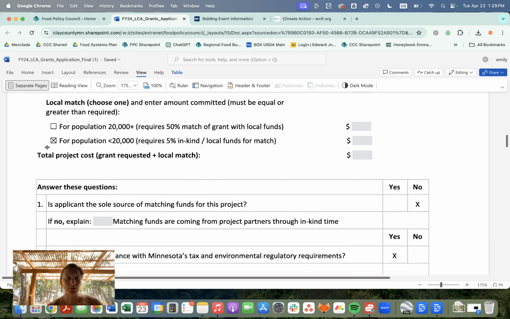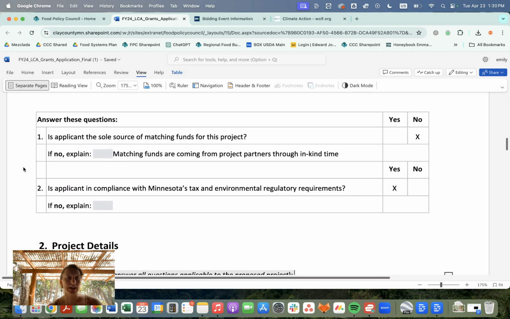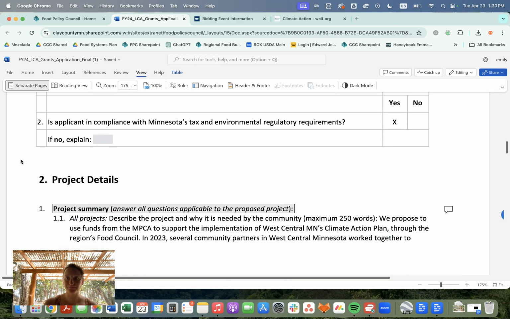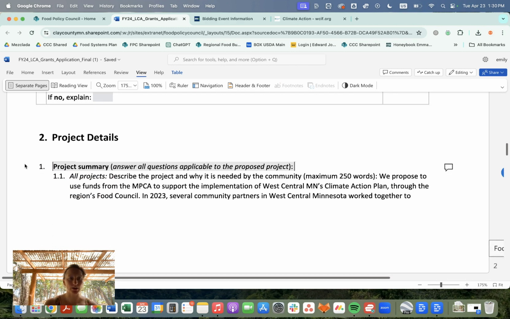Then we're going to have a total project cost, and that will be the grant requested plus the local match. The next question asks if the applicant is a sole source of matching funds, and I selected no on that because I do believe that from our partners, we're going to have in-kind time that serves as the match. And then yes, they're in compliance with Minnesota's tax and environmental regulatory requirements.